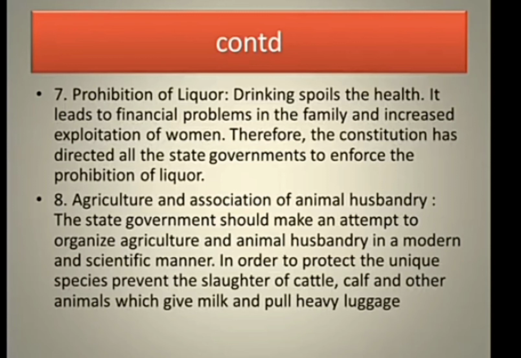Next one is agriculture and animal husbandry. The state government should make an attempt to organize agriculture and animal husbandry in a modern and scientific manner, in order to protect the unique species and prevent the slaughter of cattle, that means sacrificing or killing the cattle, calves and other animals which give milk and pull heavy luggage.